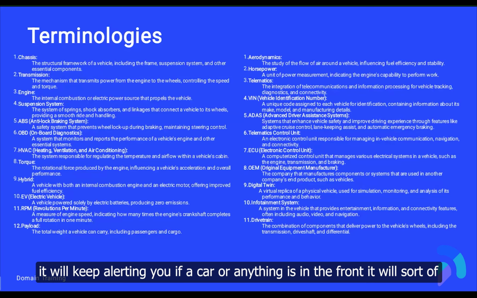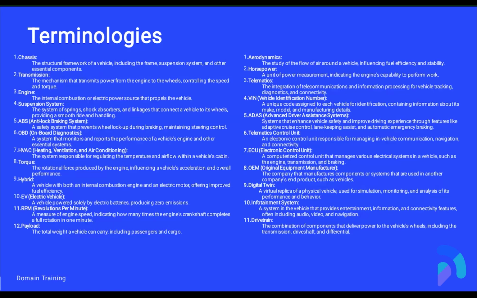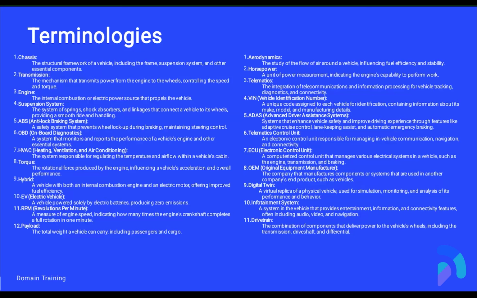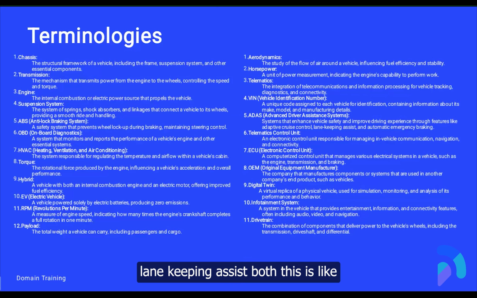It will keep alerting you, right? If a car or anything is in the front, it will sort of alert you. That is adaptive cruise control. Lane keeping assist. Yeah, both.